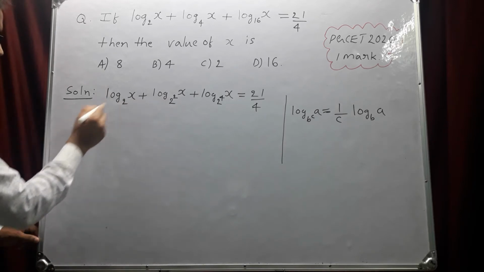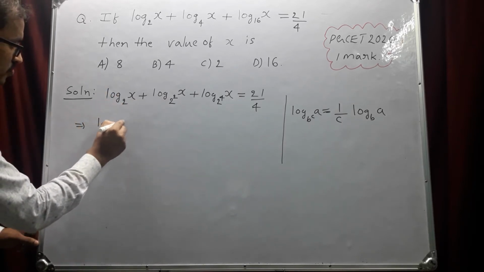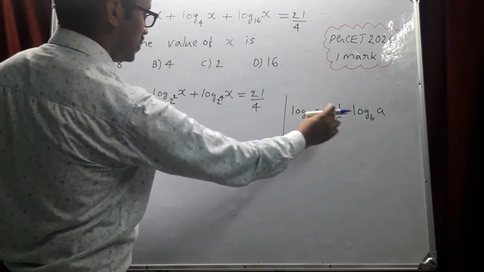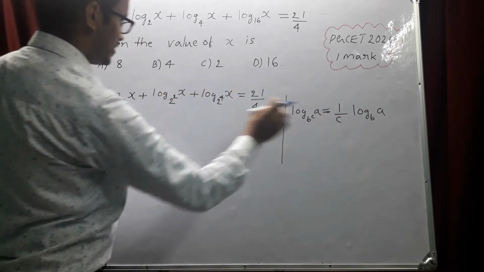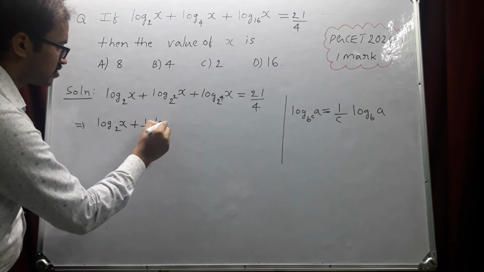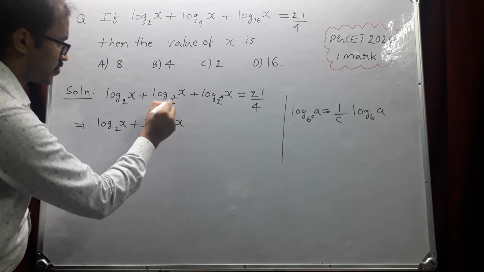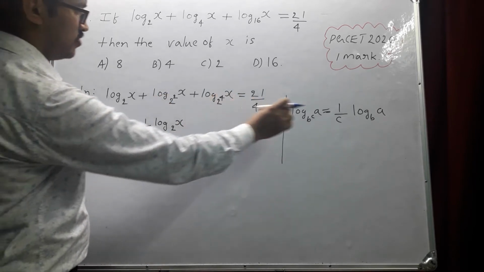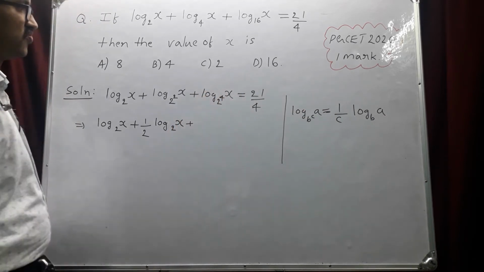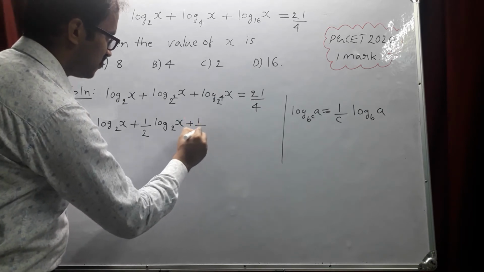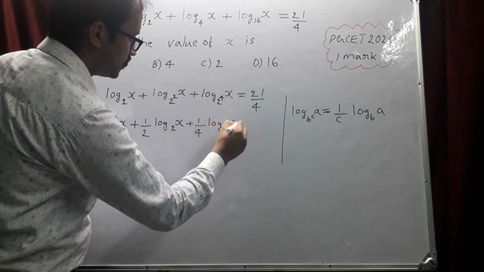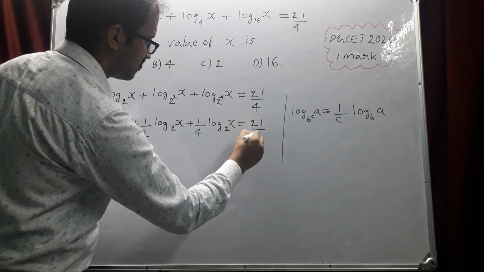So this can be written as log x to the base 2 plus, if we use this property, so what can I write? 1 by c. Here c value is 2. So I can write 1 by 2 log x to the base 2. Here also I will use the same property. So in this case what happens? C value becomes 4. So I can write it as 1 by 4 log x to the base 2. So that is equals to 21 by 4.